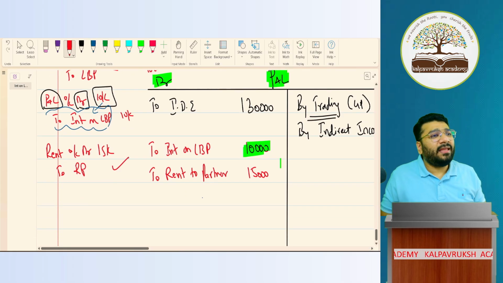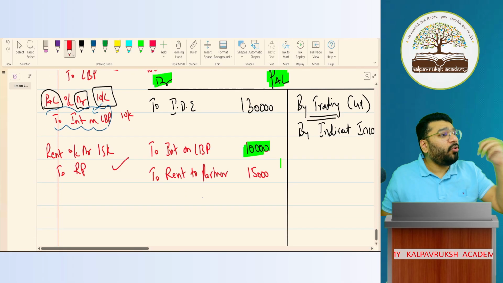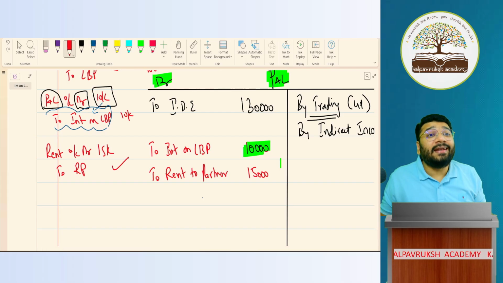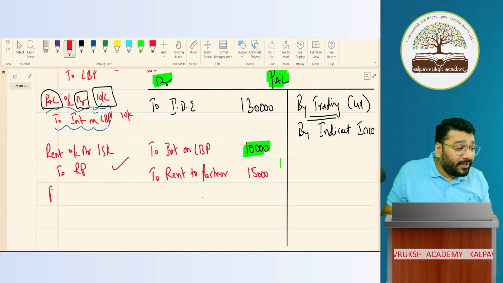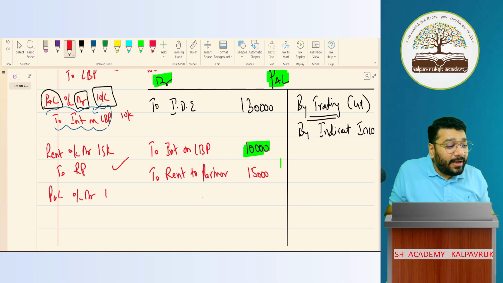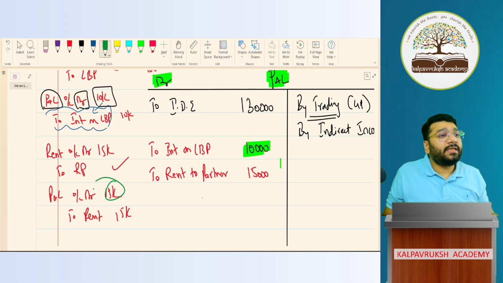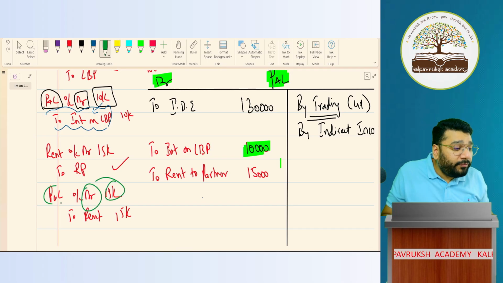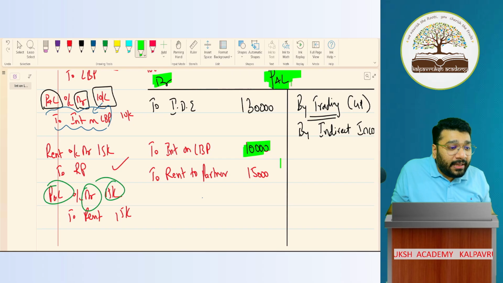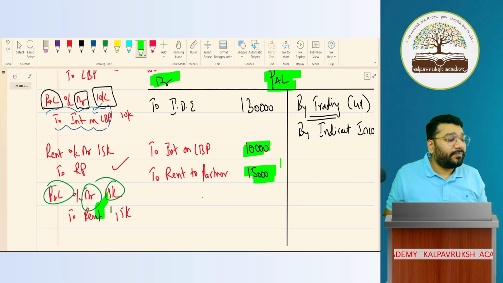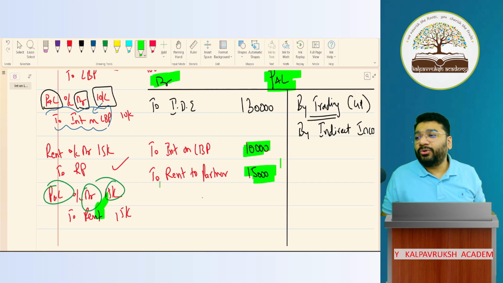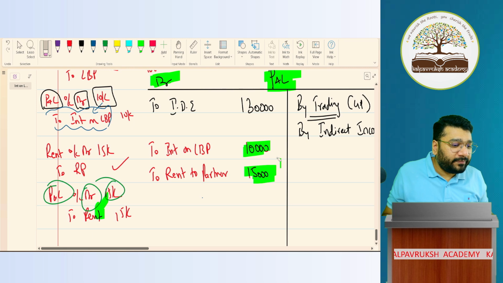If I pass this entry, will this 15,000 come to my P&L? No. For that I have to pass a closing entry. What's the closing entry? P&L account debit 15,000 to rent to partner 15,000. Now record 15,000 where? Debit side of P&L. Who's the opposite party? To rent.